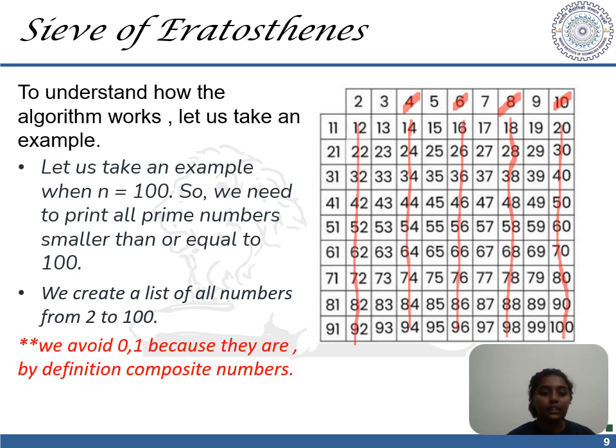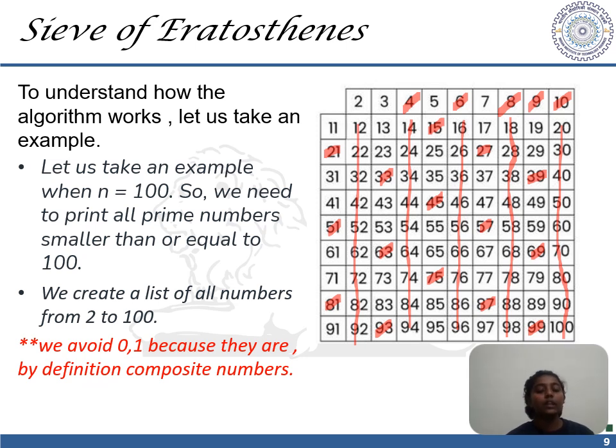If you can see, 3 is still marked as a prime number, so let us repeat step 2 for 3. That is 9, 15, 21, 27, 33, 39, 45, 51, 57, 63, 69, 75, 81, 87, 93, and 99. And the next number being 5.